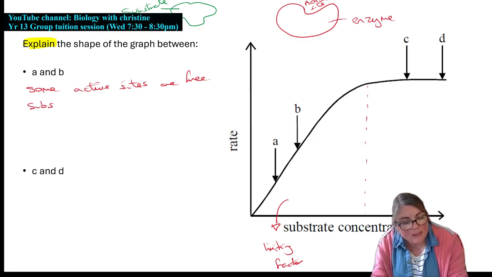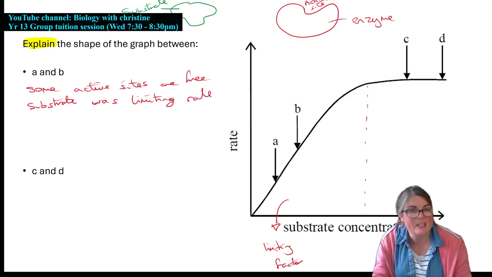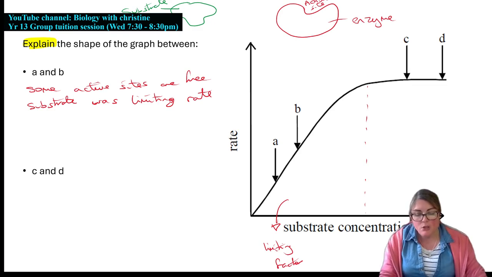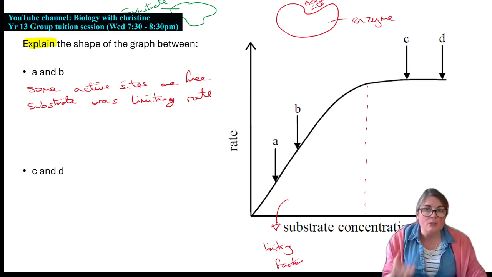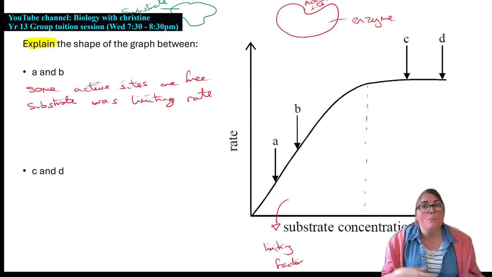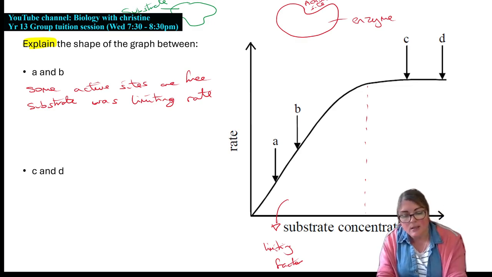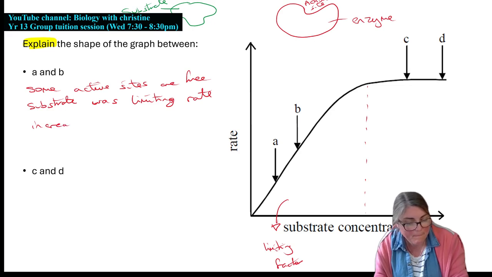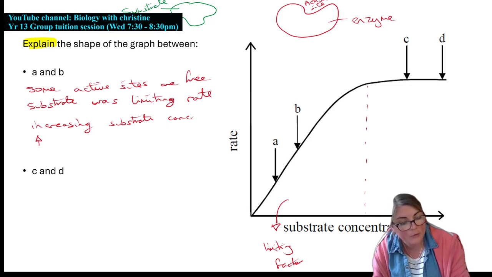The substrate was limiting the rate. There wasn't enough substrate for the enzymes to be working on. So that's going to limit the rate at which the reaction can happen. If I increase the substrate concentration, more of my active sites are going to be filled. So therefore, increasing the substrate concentration is going to increase the rate of my reaction.